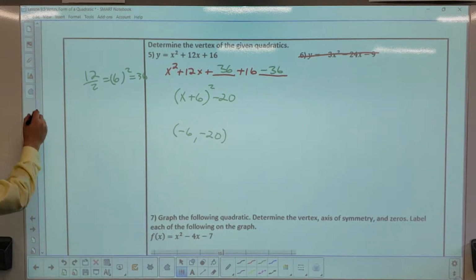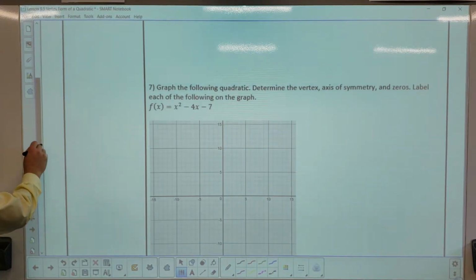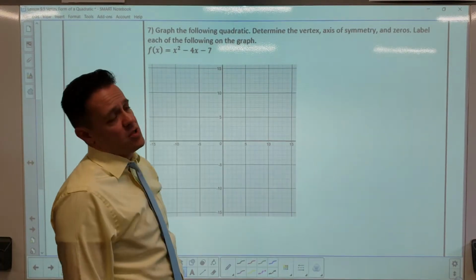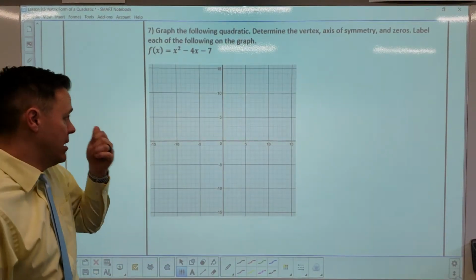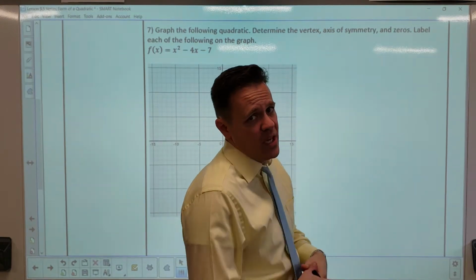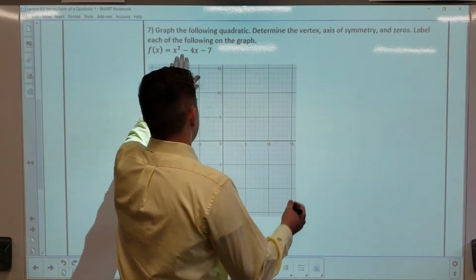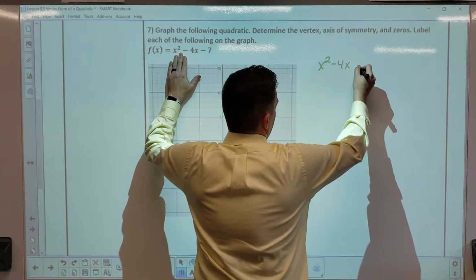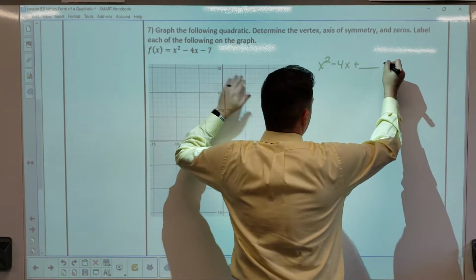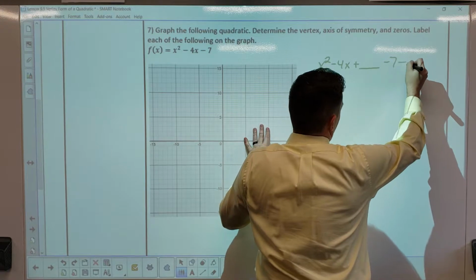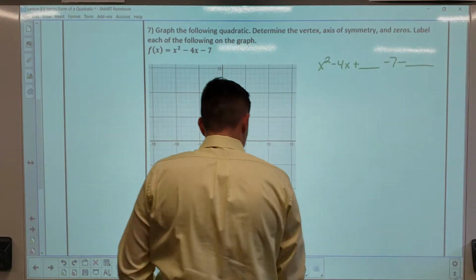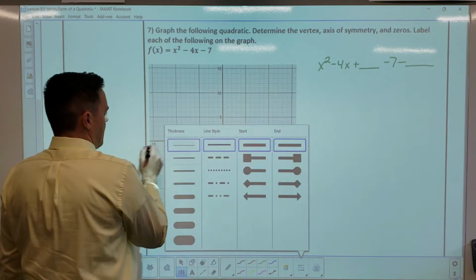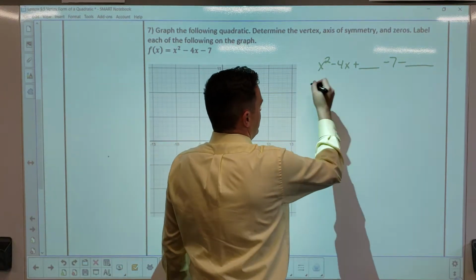And then very last piece here was number 7. Okay, determine the vertex, axis of symmetry, zeros, all that great thing. So in class, we kind of walked through this one as well, but your setup would be the same. So it would go x squared minus 4x, and then it's going to be plus a number, minus 7, minus another number here. And what number is that? When you go through the setup, make sure you do the same thing.